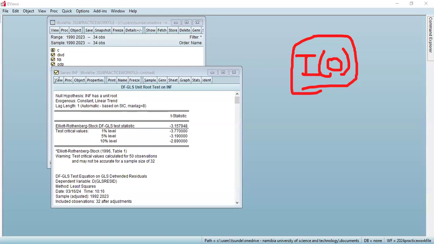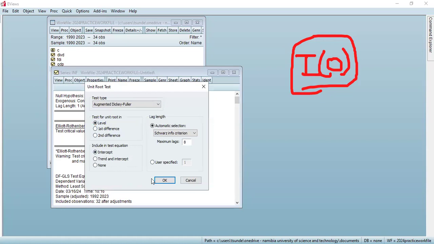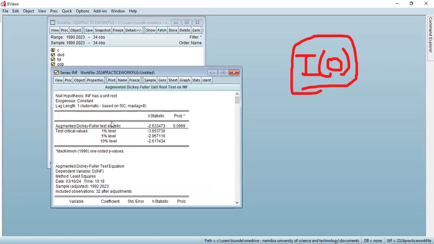So Dan, let's go to the second test with the same variable to see if the three tests confirm each other with regards to this variable. Right, let's go to the augmented Dickey-Fuller test. You choose augmented Dickey-Fuller test. Then you do the test at intercept using a model with intercept. That's what you get. What is your conclusion?